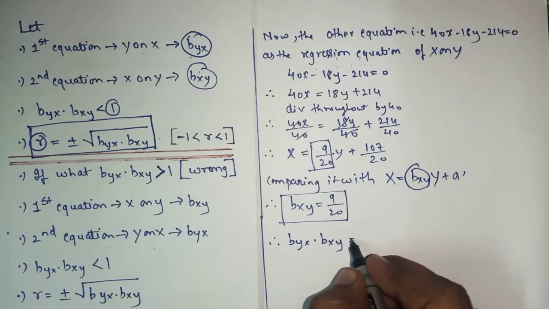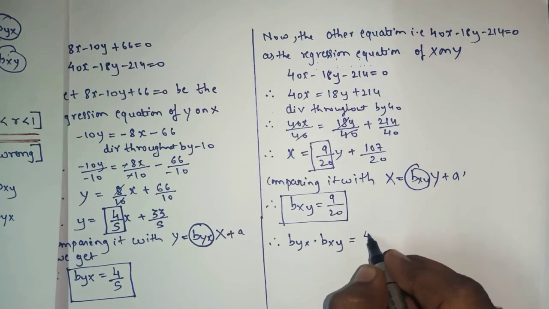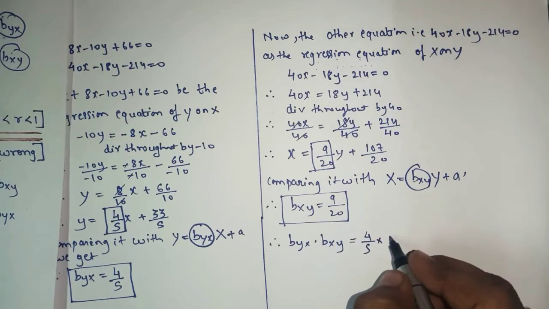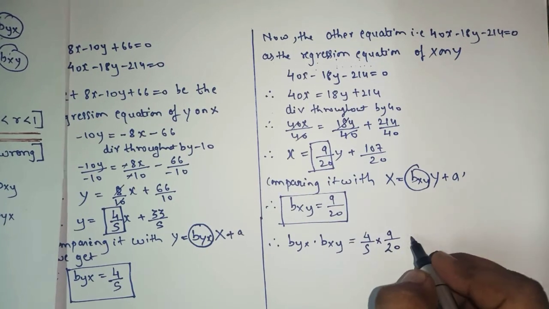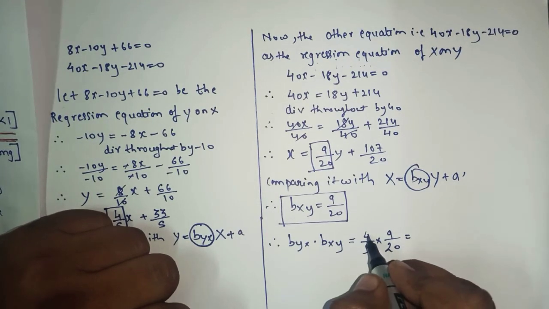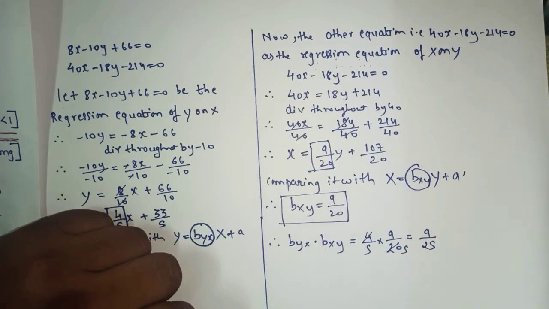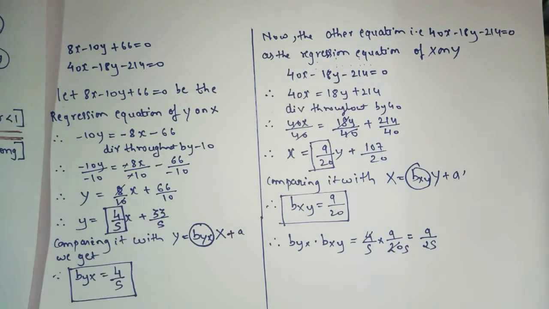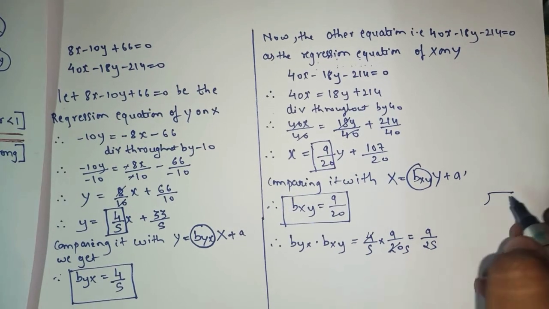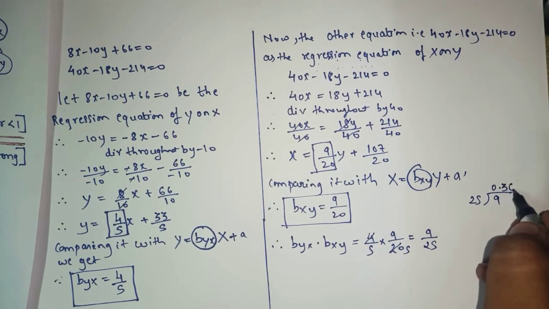So your byx is 4 upon 5, and here it is 9 upon 20. So when you solve this further, 4 ones are 4, 5 4s are 20, so this will be 9 upon 25. Here clearly we can see that when you divide 9 upon 25, the answer will be 0.36.